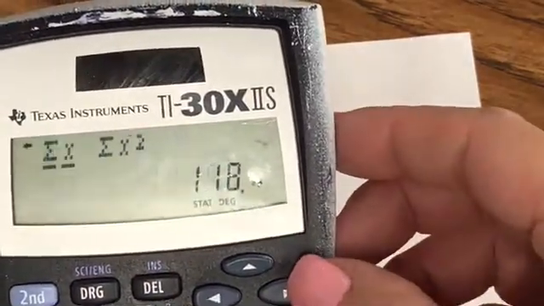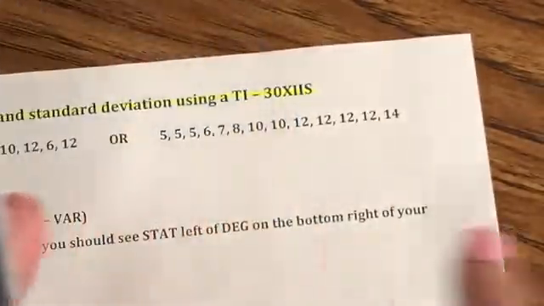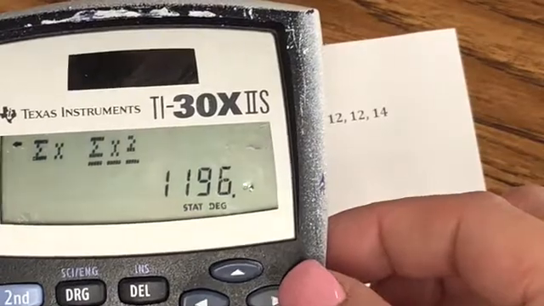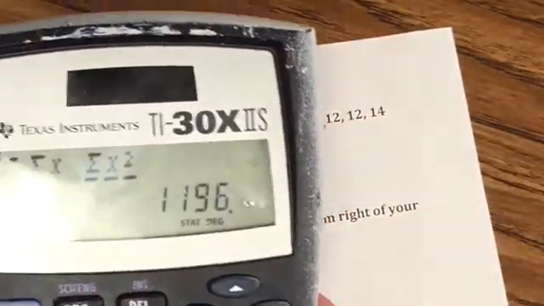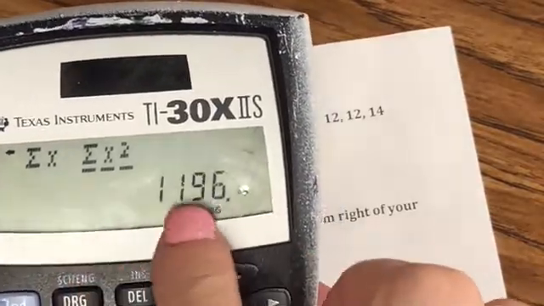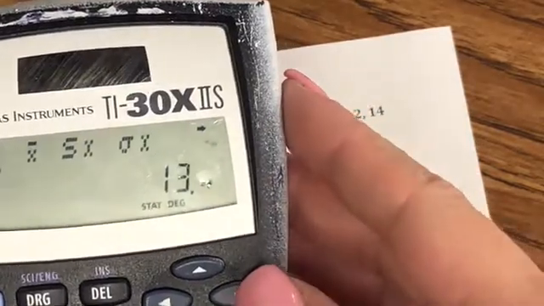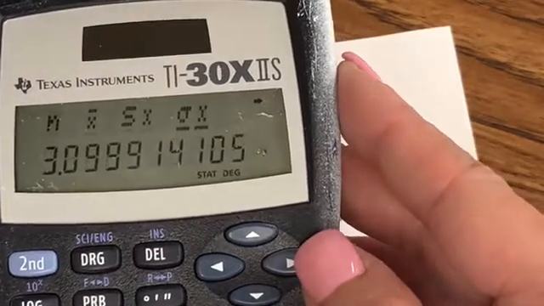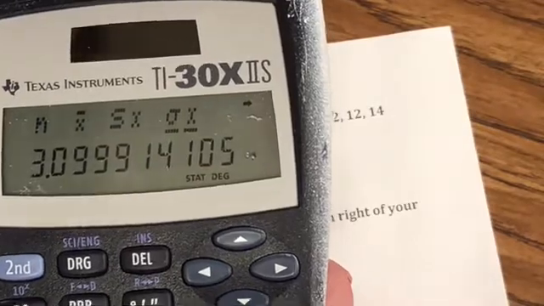If I keep going, that is the sum of all the numbers. So if I add up all of these numbers, it would equal 118. This next button you'll never need. It's just if I take this number 118 and square it, that's what I get right there. That's just saying if I add up all the numbers and square it, that's my number. Okay, so let's go back to what you need. You need the x bar, that is the mean, and then sigma x, that is the standard deviation we're going to be using.